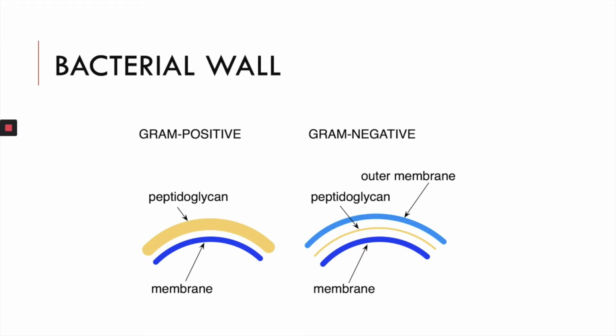As you could see, structurally, they have different composition in their cell walls or their cell membranes. They have different layers to it. In gram negative, the peptidoglycan, which is the makeup of the cell wall of a bacteria, is way thinner compared to the gram-positive one.